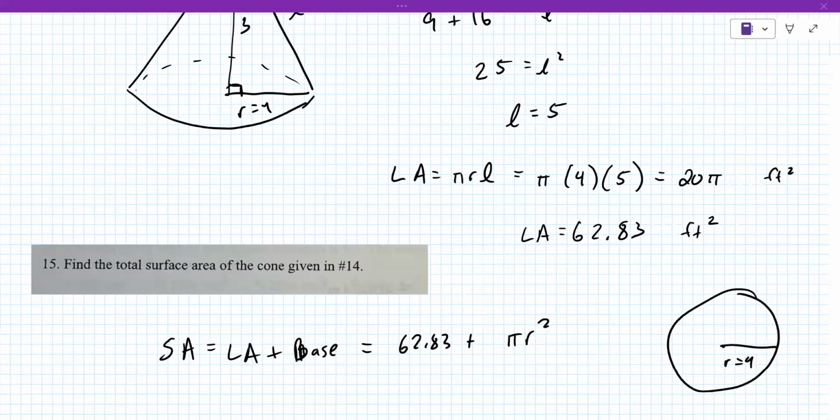I got 113.1. I agree. What are the units of that? Feet squared, square feet. Square feet, yeah. Good. Okay.